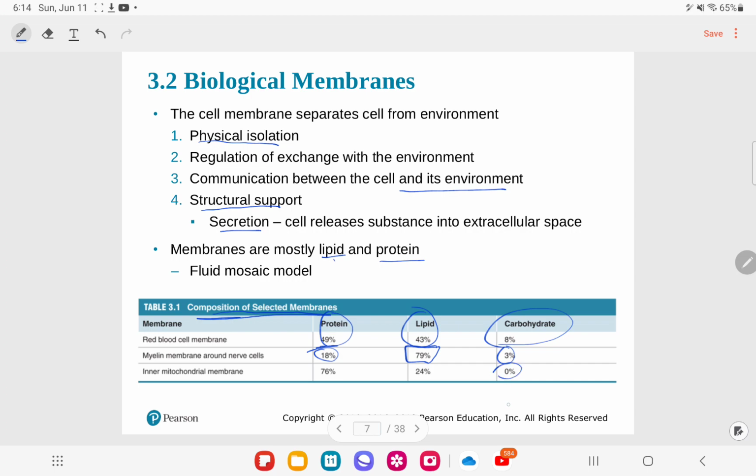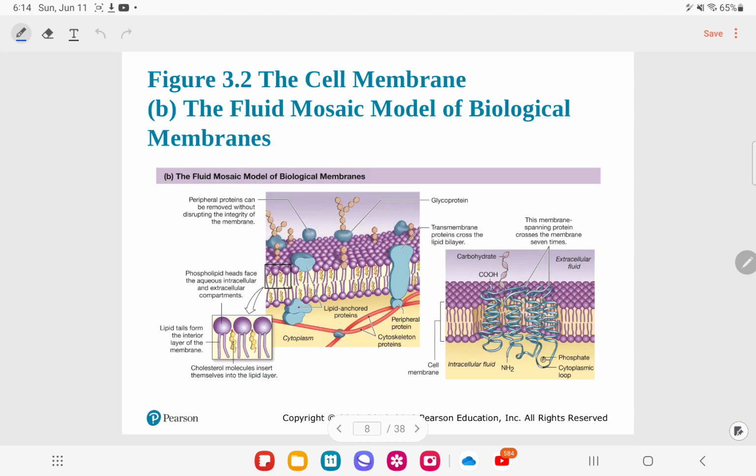Only none is made up of sugar. Remember, it's the sugar that we're using to actually break down. And that mitochondria is going to use that energy, but its membrane is going to be made up of 24% lipids, and 76% of its membrane is going to be composed of protein. So this is the fluid mosaic model of biological membranes.